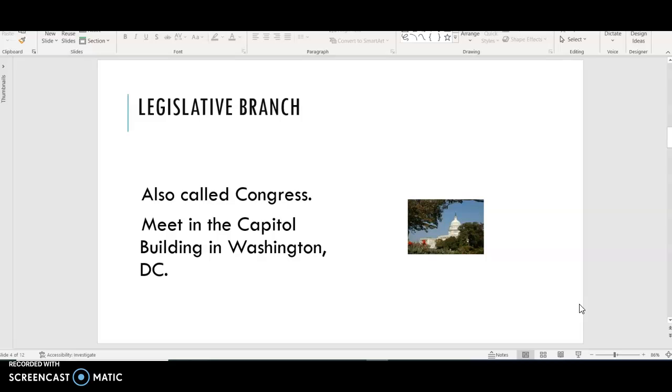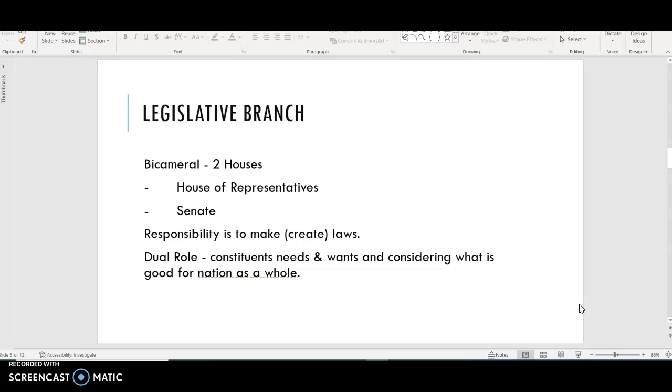Last year when people stormed the Capitol, this was the building that they were protesting in front of and inside of. This is where the House of Representatives and the Senate meet. The legislative branch is bicameral, which means it's made up of two houses. Bicameral is just like a bicycle with two wheels. Bicameral means two houses.